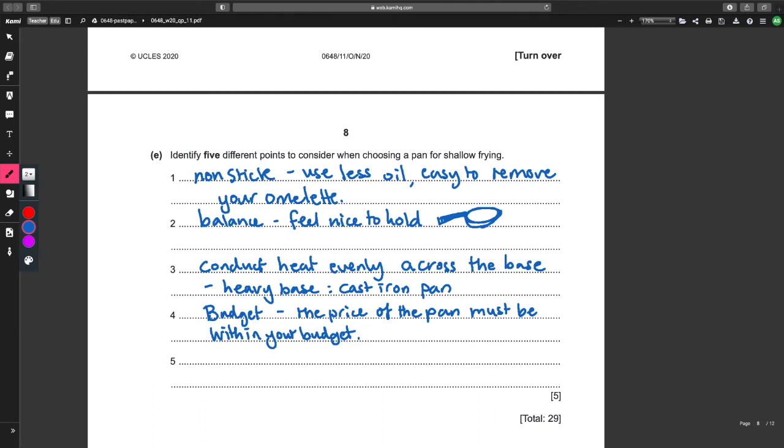Right, and then lastly, you could talk about the colour here, you know, to match your kitchen. You may want to keep an aesthetic. So for example, you might want to buy all copper pans, or then you might want to go for all ceramic, etc. So, you know, you've got a particular theme in mind.